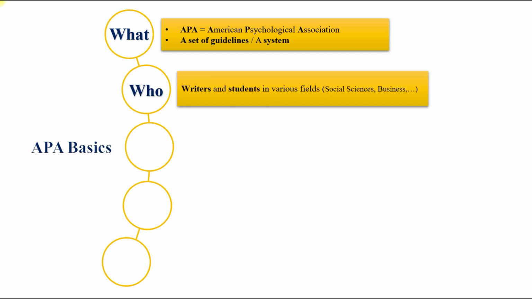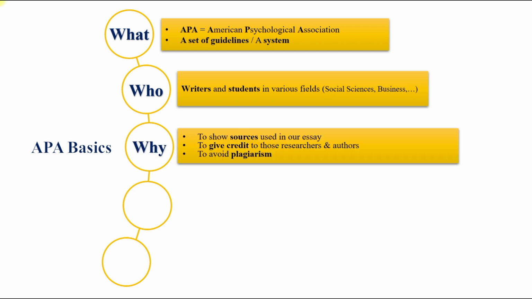Who needs it? Writers and students in various fields, such as social sciences, business, and more. Why APA? To show sources used in your essay, to give credit to those researchers and authors whose words we borrowed, and to avoid plagiarism.